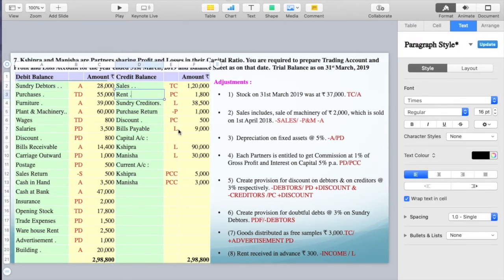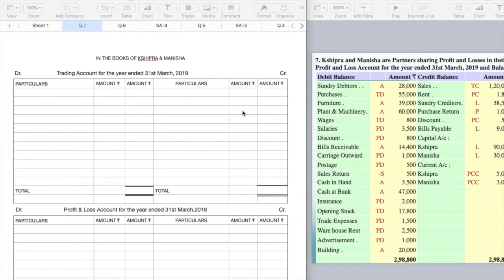Okay, so I hope you are clear with the marking of the question. Now let us start with the preparation of format. Draw the format in your notebook. On the top right, in the books of Shipra and Manisha, Trading account for the year ended 31st March 2019, at the corner DR and CR.